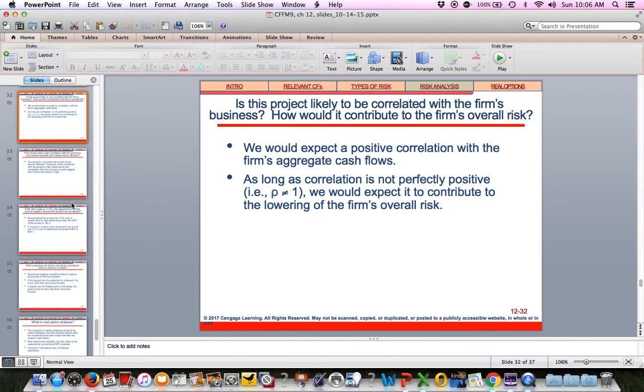And then if this project were correlated with the firm's business, how would it contribute to the firm's overall risk? We'd expect a positive correlation with the firm's aggregate cash flows. As long as the correlation is not perfectly positive, we would expect it to contribute to lowering the firm's overall risk.